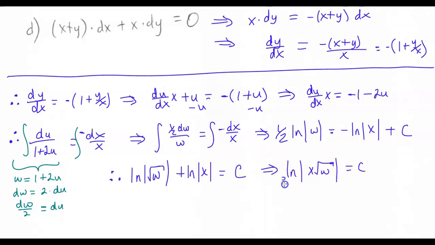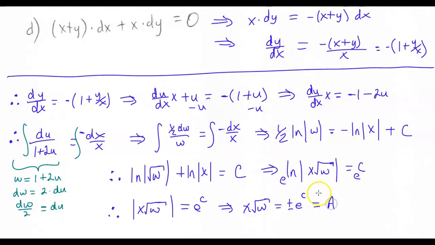And then turn this into an exponential equation by letting the base be e. Therefore, we have absolute value of x times square root of w is equal to a. And this means that x times square root of w will be equal to plus or minus a. Oh, sorry, I meant to write that as e raised to the c. So this is e raised to the c, and that is equal to a.